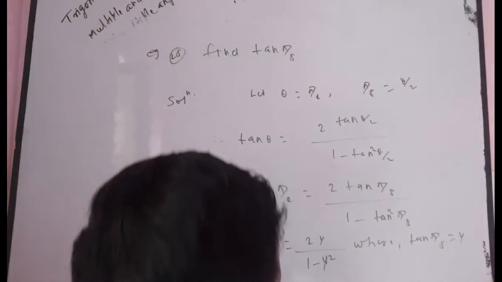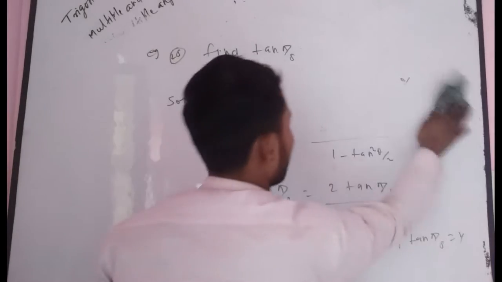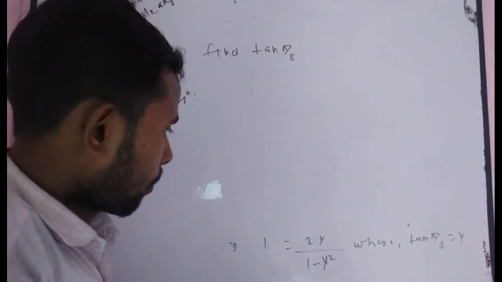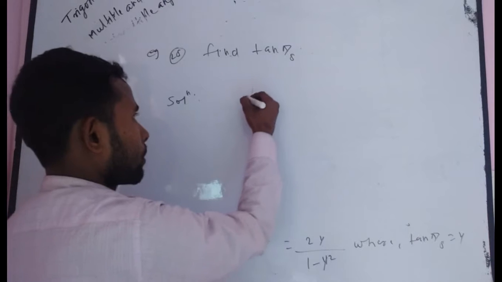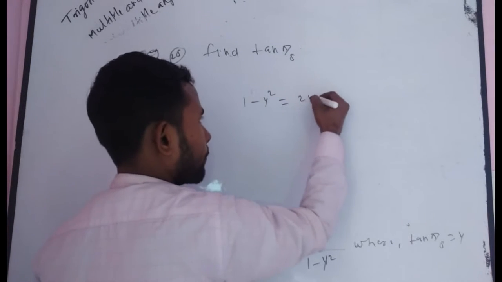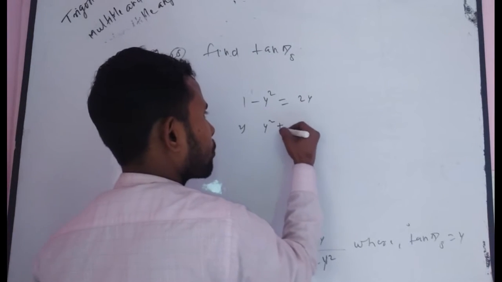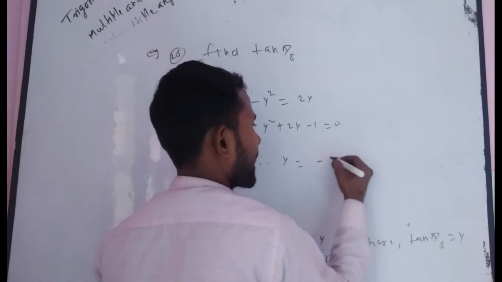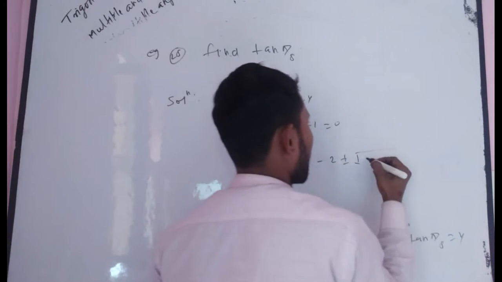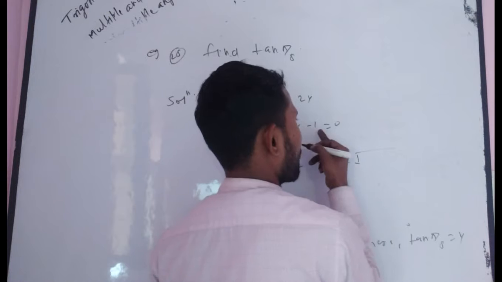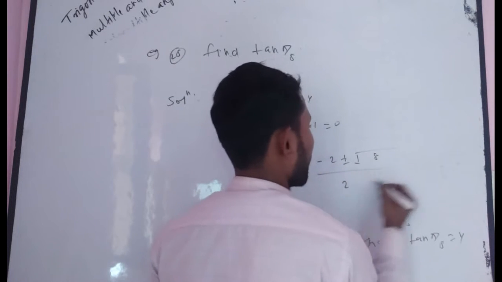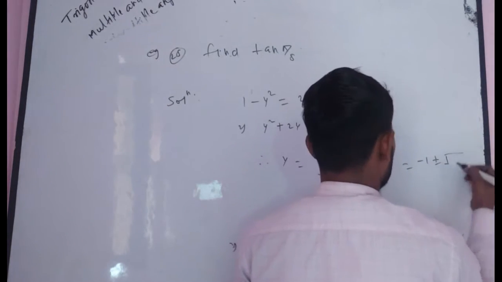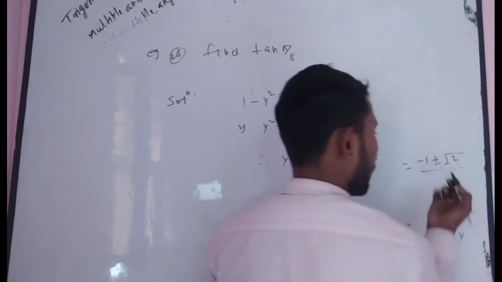Thereafter, I want to cross multiply. If you cross multiply, what do you get? 1 minus y square is equal to 2y. That implies y square plus 2y minus 1 is equal to 0. So by the discriminant formula, y is equal to minus b plus minus root under b square minus 4ac divided by 2a, that means root 8 divided by 2. After taking 2 common, you finally get minus 1 plus minus root 2 divided by 1 simply.